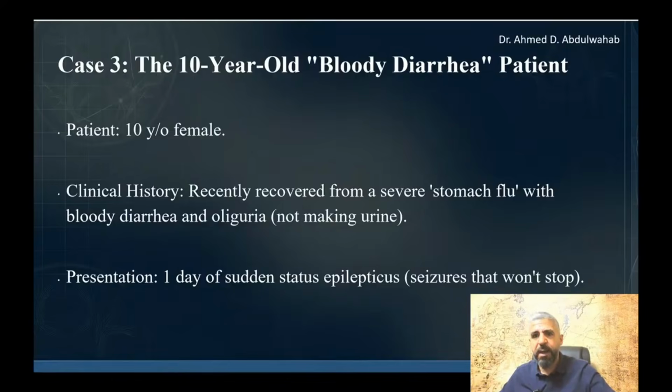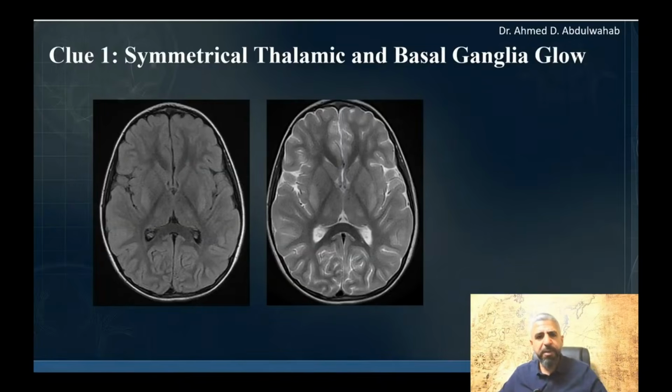Let's look at the signal. First of all, symmetrical thalamic and basal ganglia glow. Here is the glow again. Symmetrical basal ganglia and thalamus. Why would a child have symmetrical deep structure swelling after bloody diarrhea? What is this venom or toxin causing? Look at the basal ganglia, it's glowing, okay? Look at the thalamus, again, maybe not as much, but it's hyperintense. So what are your theories?